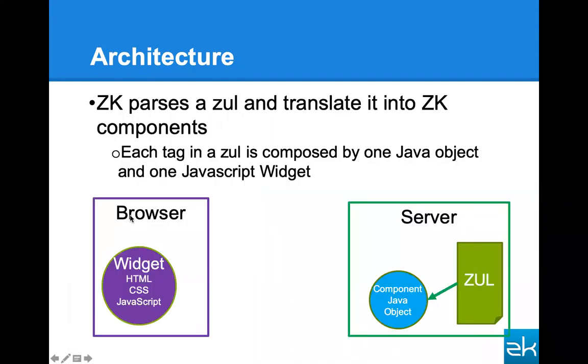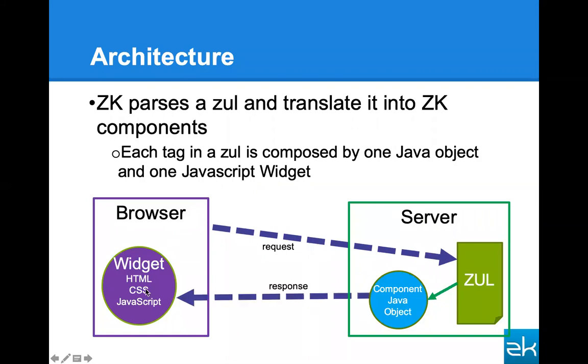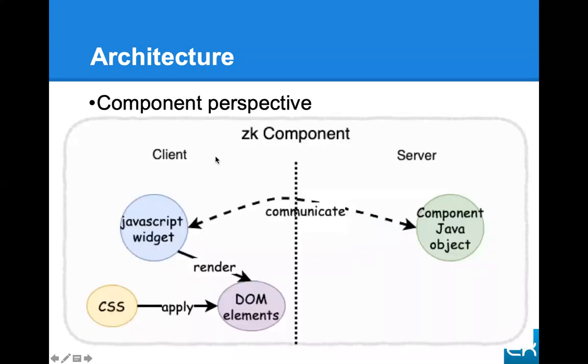Okay, so every request, when the browser requests to ZUL, will be translated into a Java object and responded as a JavaScript widget in your browser. So from a component perspective, it's one component here. There is a Java component, a Java object at the server side, and there's JavaScript at the client side, and it will render DOM elements for you, and there's also CSS applied on it. So that's how a ZK component is composed by these parts.